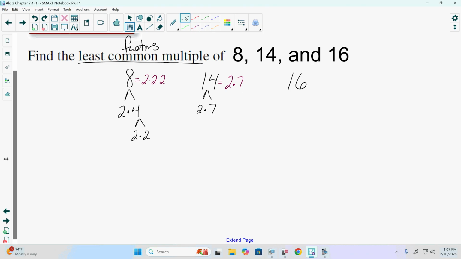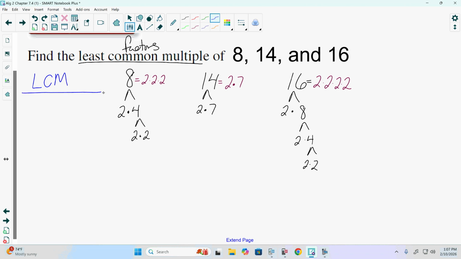16 is what? 2 times 8. 8 is 2 times 4, and 4 is 2 times 2. Okay. Questions on how we got 8 is 2 times 2 times 2? 14 is 2 times 7, and 16 is 2 times 2 times 2 times 2. We feel good getting here.